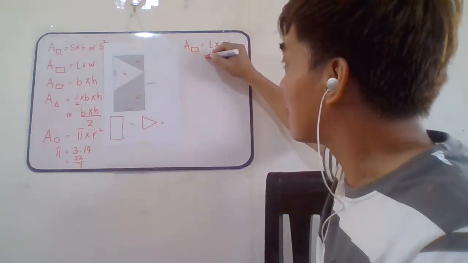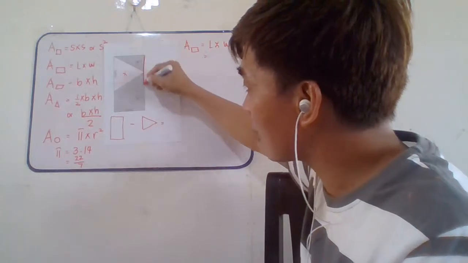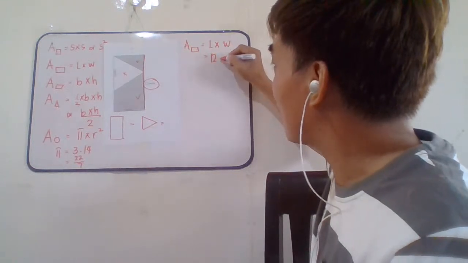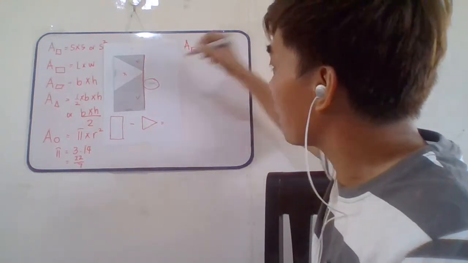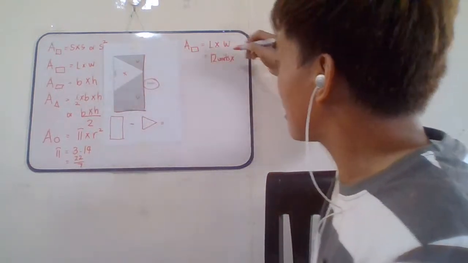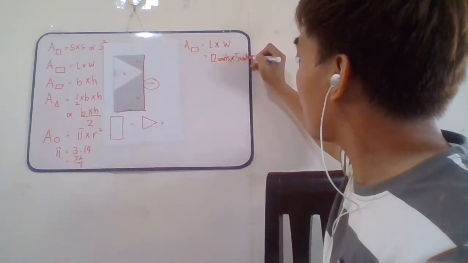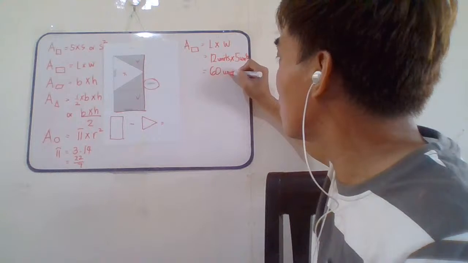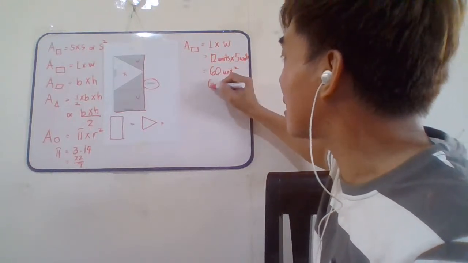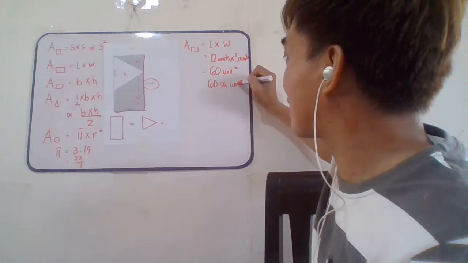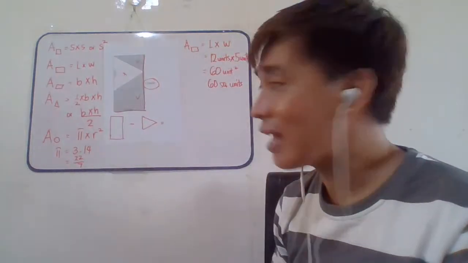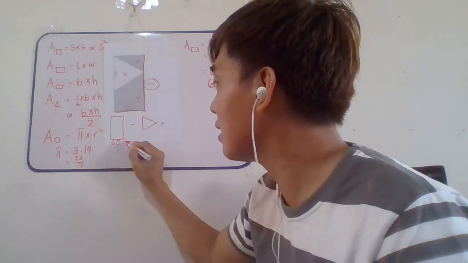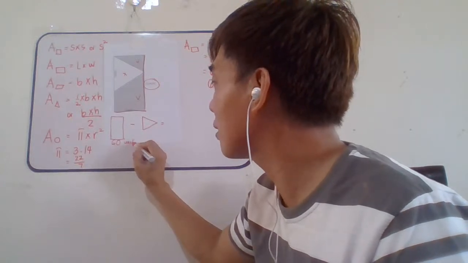So that is the length, which is the longer side. The longer side here is 12 units, times the width here, which is 5 units. If you multiply it, 12 times 5 is 60 unit squared, or 60 square units. So that's the area of the rectangle, 60 unit squared.